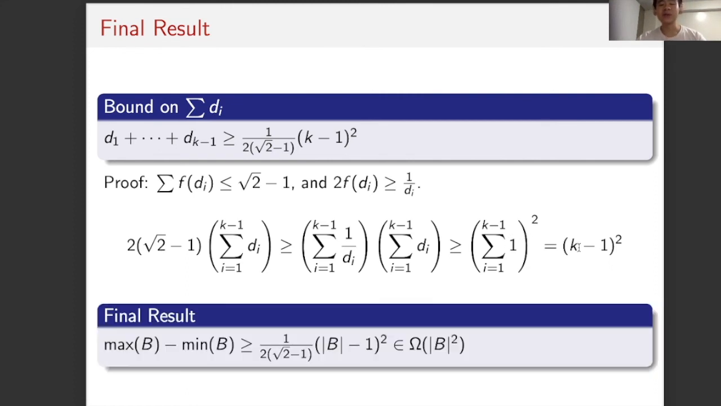So the final result is that the maximum of b minus the minimum of b is greater or equal to 1 divided by 2 square root 2 minus 1, which is basically a constant, times the size of b, which is (k minus 1) squared. And as k goes to infinity, the size b minus 1 is kind of like the same as the size of b. So this minus 1 doesn't really matter too much. And therefore, we can say that this is at least omega of the size of b squared. And with this, our proof is basically complete.